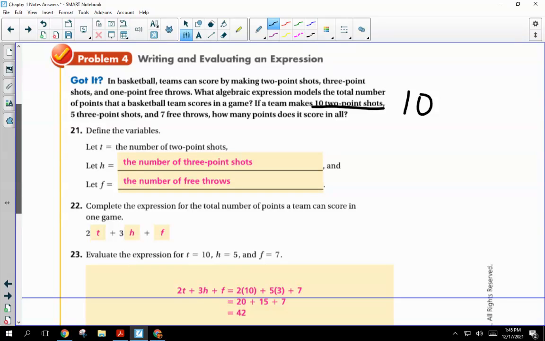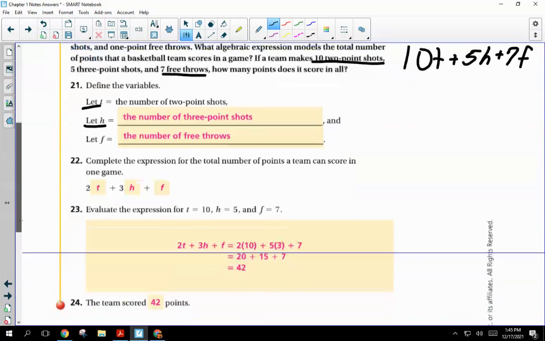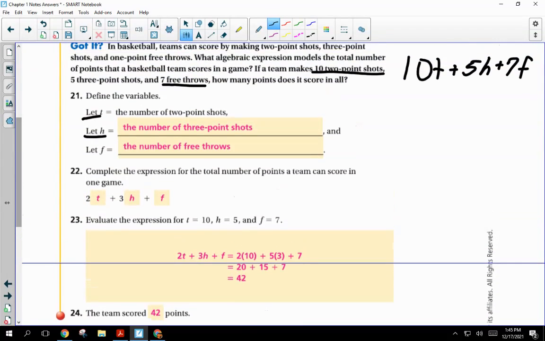So here you go. You let t equal the number of 2-point shots. And 5 3-pointers, represented by h. And 7 free throws, which is represented by an f. This is how you put in the expression. I mean, your formula is like this: 2t plus 3h plus f. Because 2 points, 3 points, and 1 point, if you know anything about basketball.